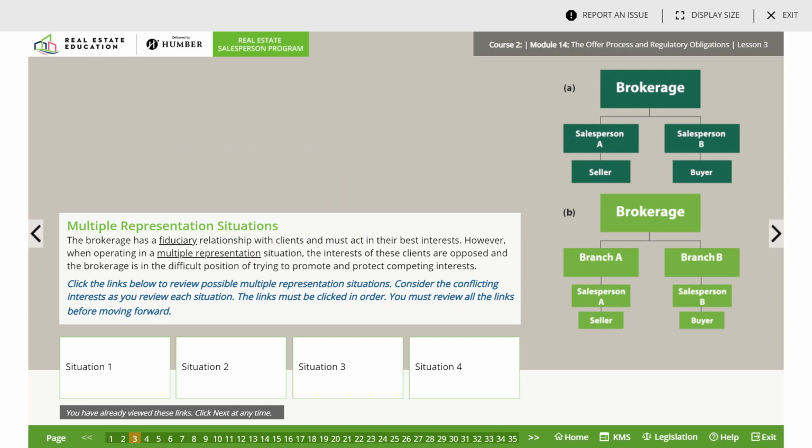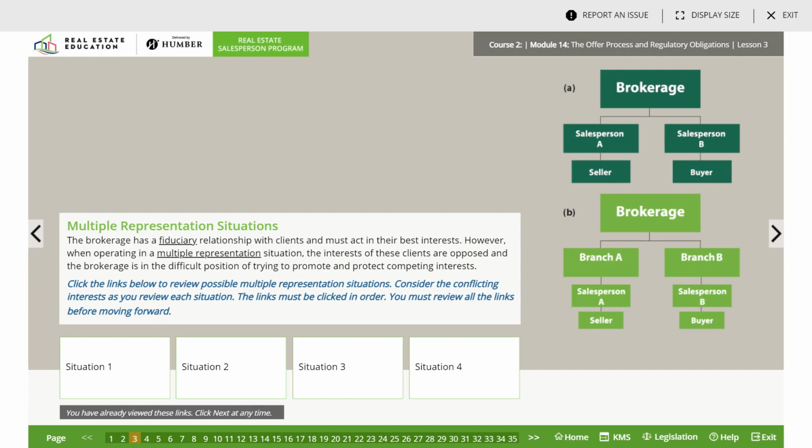Multiple representation situations. Okay, this is a good diagram right here. The brokerage has fiduciary relationships with clients and must act in their best interests. However, when operating in multiple representation situations, the interests of these clients are opposed and the brokerage is in a difficult position to try to promote and protect competing interests. So here you have a brokerage, and here you have salesperson A and then salesperson B. Salesperson A has a seller, and salesperson B has a buyer. They both work under the same brokerage. That is called multiple representation.